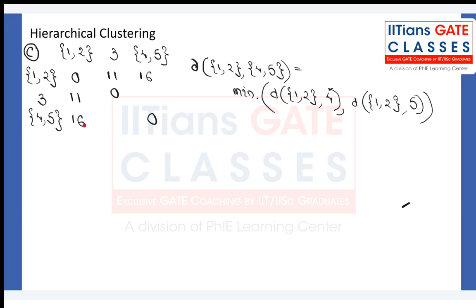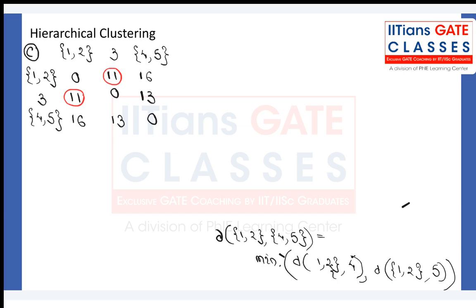Now distance between 3 and 4, 5 will be, take the distance between 3 and 4, take the distance between 3 and 5, and then you take the minimum, so which is 13. Okay. Now, so who is the next candidate? As you can see, 1, 2 will be paired with 3 because it has the minimum distance. Okay. Now, I'll just move this a bit down. Okay. Now, and then we'll draw the cluster, the diagram.